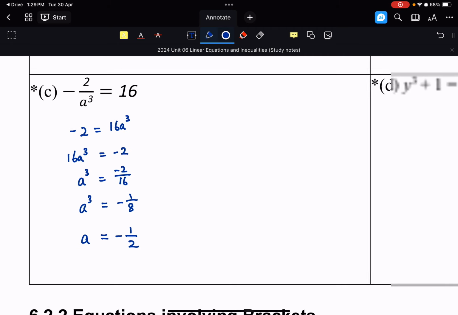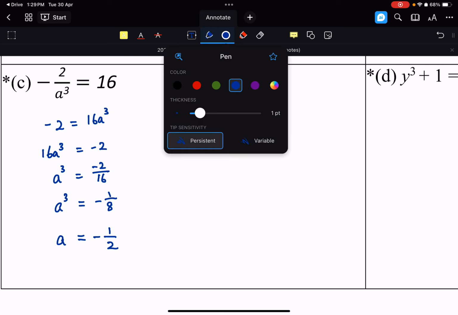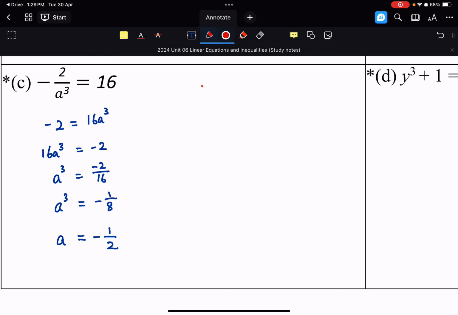So that's one method. Is there an alternative method? Sure there is. So let me show you the alternative method. Okay. Alternatively, we can look at it in this way. This is, let me write it properly. We can visualize this as negative 2 over a to the power 3 equals 16 over 1.